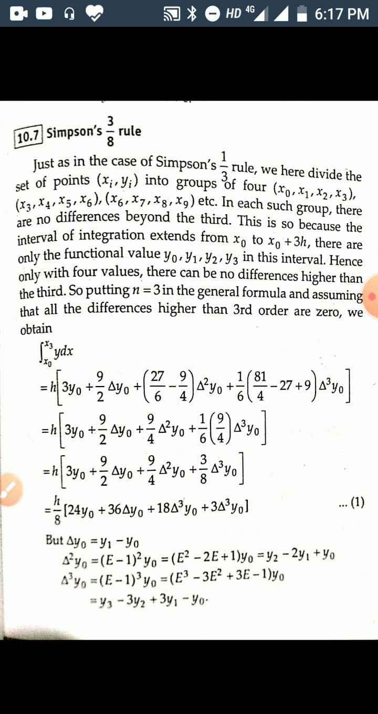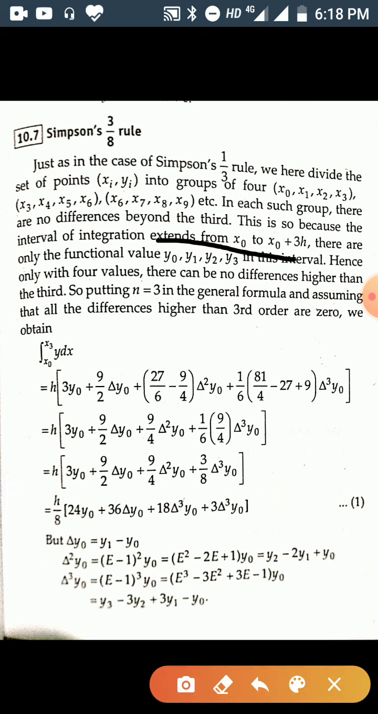Now come to Simpson's 3/8 rule. Just as in the case of Simpson's 1/3 rule, we here divide the set of the points xi, yi into the groups of 4, that is x0, x1, x2, x3. The next set will be x3, x4, x5, x6, then x6, x7, x8, x9, etc.